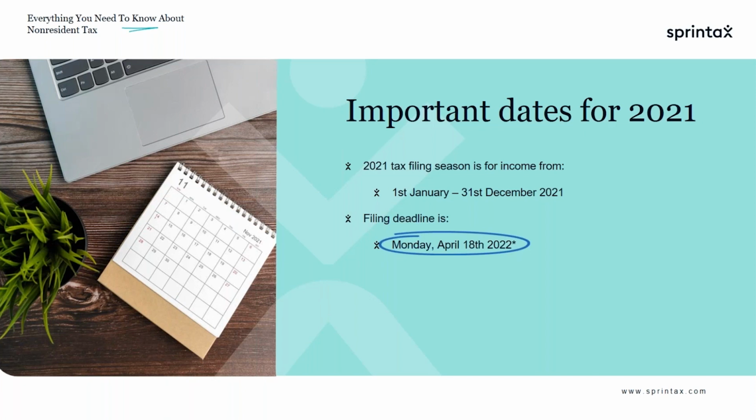The really important date, the tax filing deadline for the 2021 tax filing season, is Monday, April 18th, 2022. For anyone who was here in prior tax seasons, you may be familiar that we did have extensions for the last two tax seasons given the pandemic. But as it stands, there's no indication that there'll be an extension this year. So it's important to keep in mind that the deadline stands at Monday, April 18th, 2022.